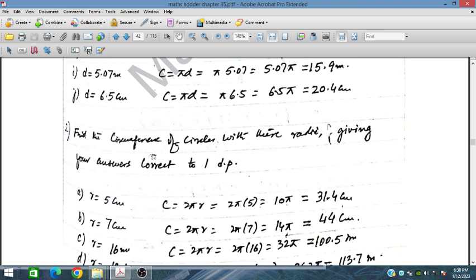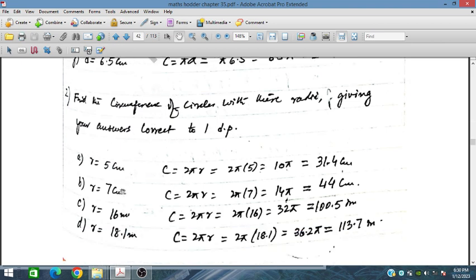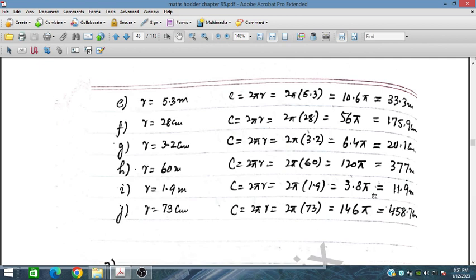Now the circumference of a circle with these radii, up to 1 decimal place. The radius is given as 5, so 2 pi r, 2 pi times 5 is 10 pi, which is 31.4 up to 1 decimal place. So we have this value. 2 pi r with 7 is 14 pi, that's 44 centimeters, and 16 times 2 pi, because this is the radius, is 100.5 meters. Similarly for the other one.